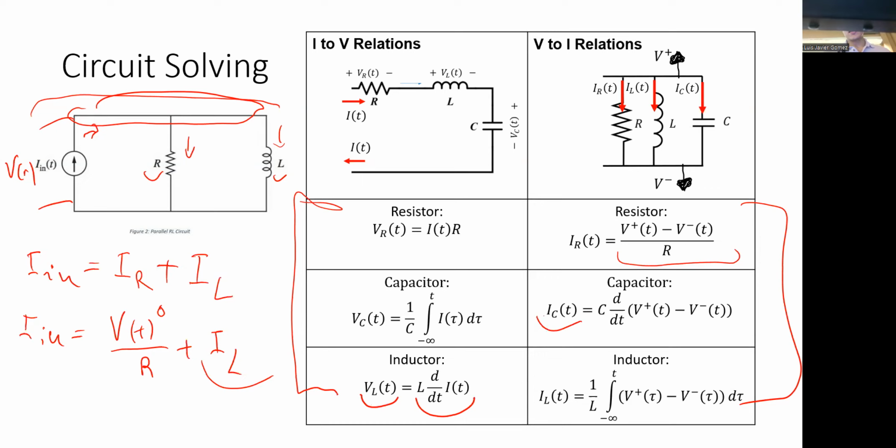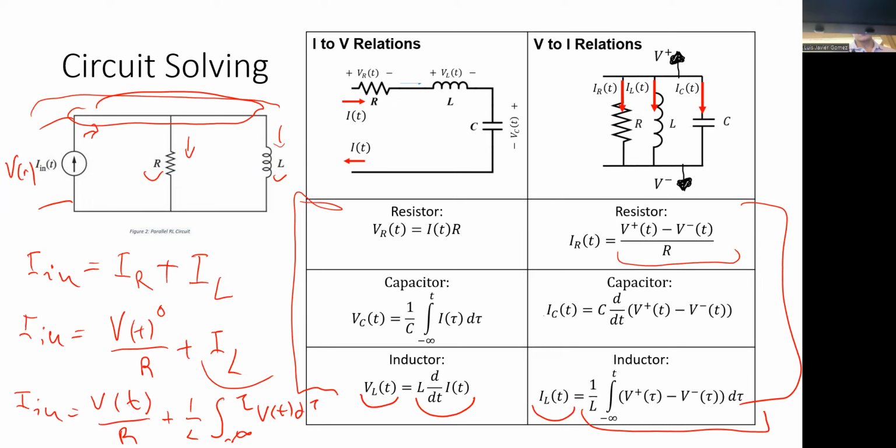So we could say I in equals V(t) over R plus 1 over L, the integral from negative infinity to t of V(tau) d tau. And then what would we have to do to this equation to turn it into a valid differential equation? Does anyone remember? Yes? Differentiate both sides. Yeah, so then we would take the derivative of both sides, d/dt, and by the fundamental theorem of calculus, the integral would just disappear, and we would end up with something like this.